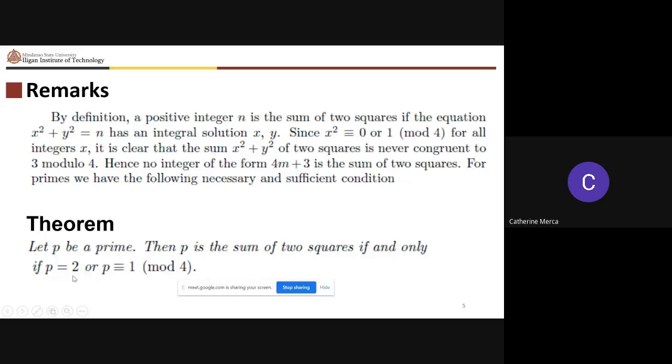How about 2? Can you express this as a sum of two squares? Aside from this, is 2 expressible as a sum of two squares? Anyone?